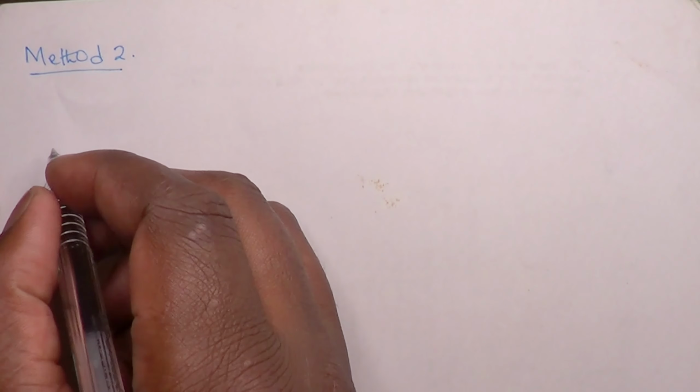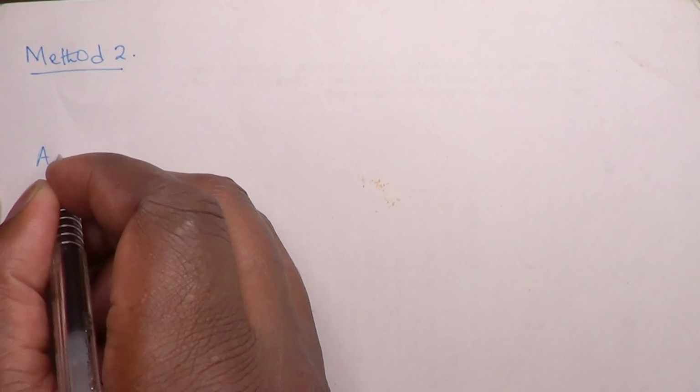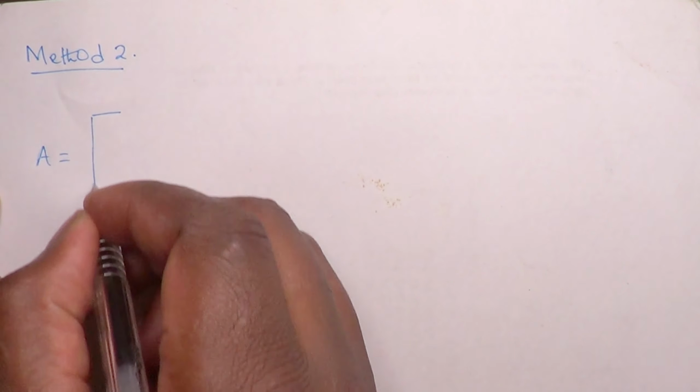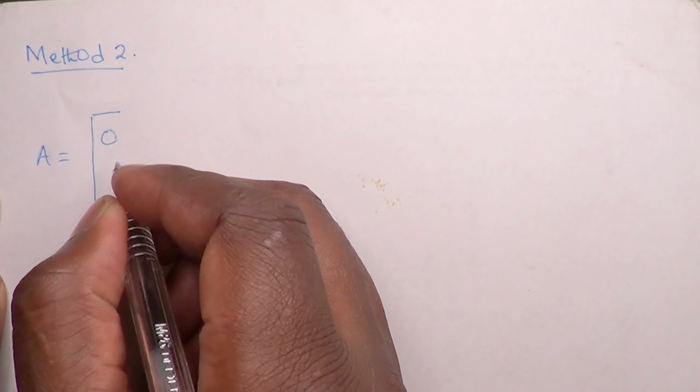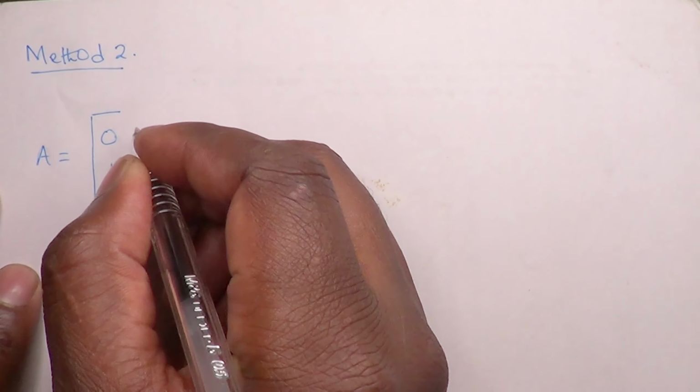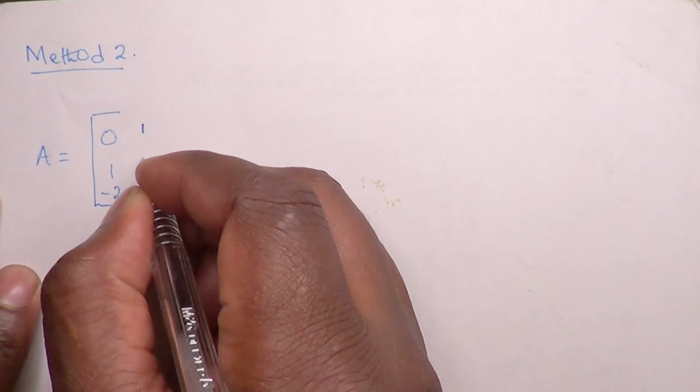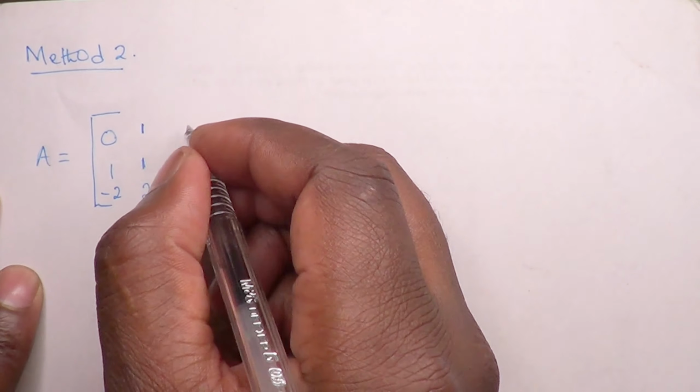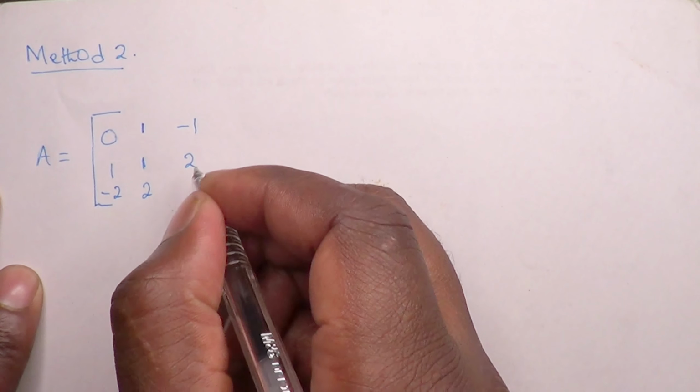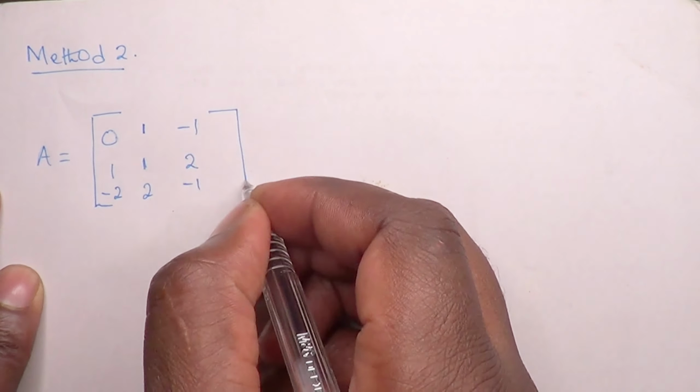Method 2 of finding the determinant. Remember we are told that A is equal to 0, 1, negative 2, 1, 1, 2, negative 1, 2, negative 1.